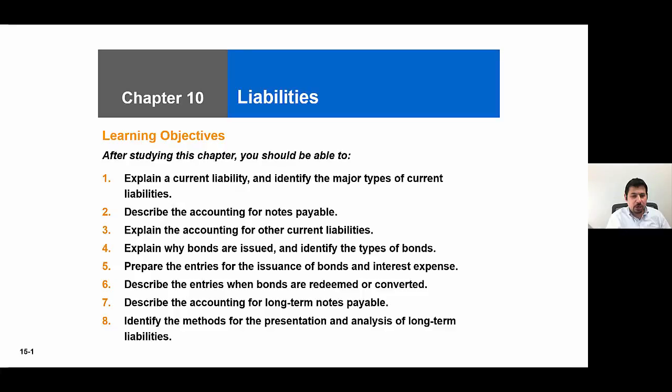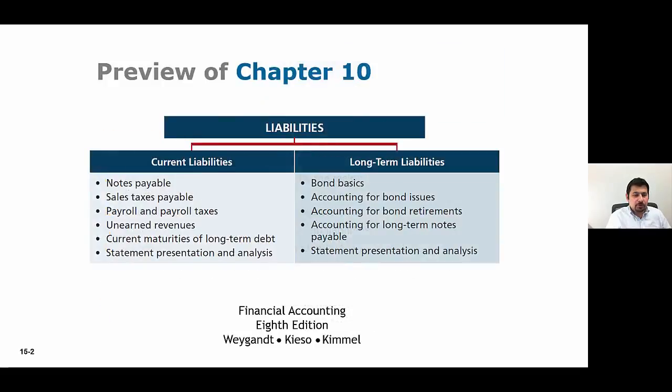In this chapter, we will talk about the two main categories of liabilities, and that would be current liabilities and long-term liabilities, which include bonds payable and long-term notes payable. As for current liabilities, they include payroll and salaries and wages payable. They would include sales tax payable and short-term notes payable as well. So those are the two main categories of liabilities.